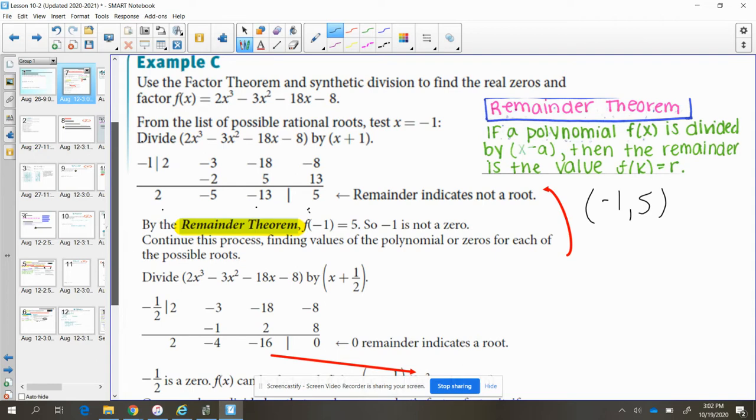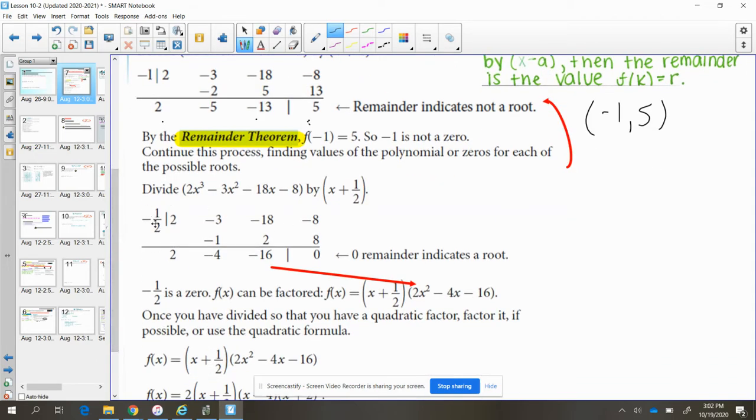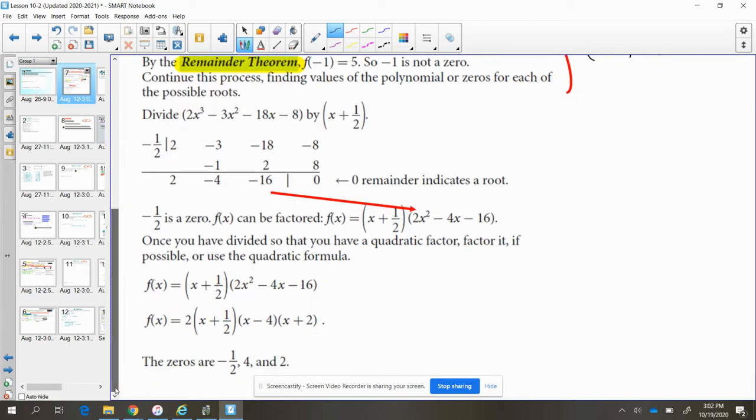If it does, however, equal 0 as a remainder, so for instance, when we tried -1/2 and completed the synthetic division there, we got a remainder of 0, which means that -1/2 is a 0, and x plus 1/2 is a factor. The other thing that this tells us is that these are the coefficients, including the leading coefficient, of our other factor, which is factorable. If we take out a greatest common factor of 2, and we have the other two factors, so now we much quicker are able to find the remaining 2 zeros without having to type all of them in.